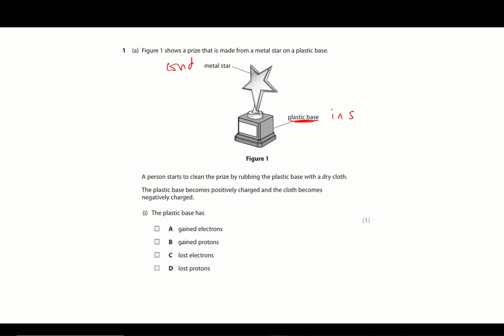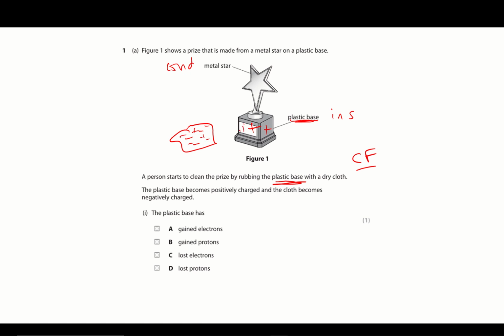The person starts to clean the prize by rubbing the plastic base. So we've got charging by friction. I'll put CF there. The plastic base becomes positively charged, so I'm just going to put that on there. The plastic base becomes positive and the cloth becomes negatively charged. So let's get my cloth over there. Obviously it still has some positives in it because I can't move the positives.